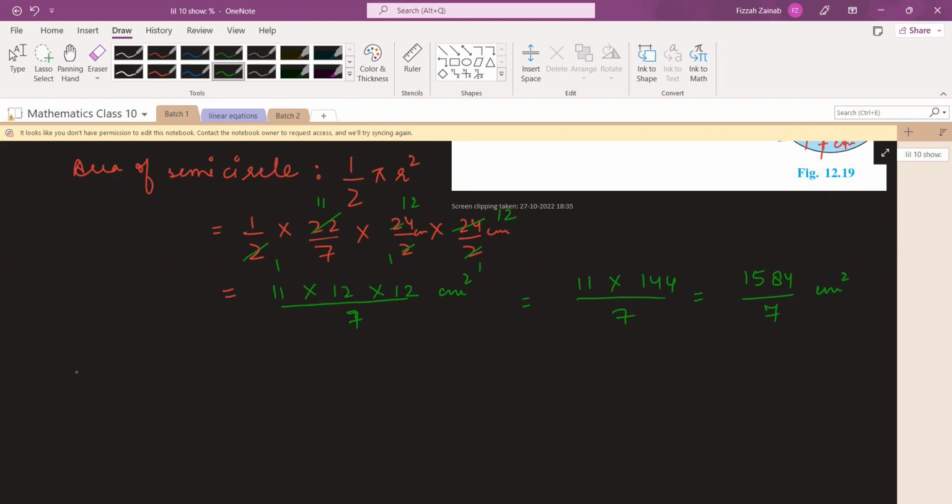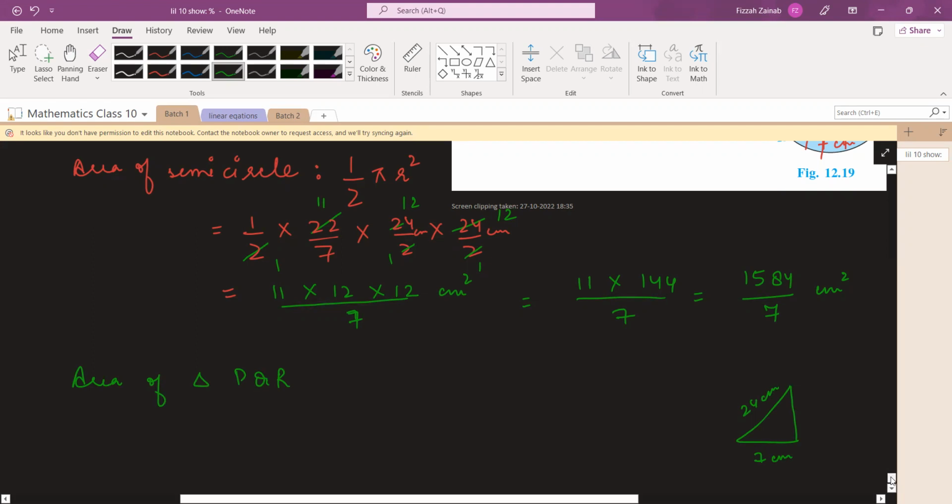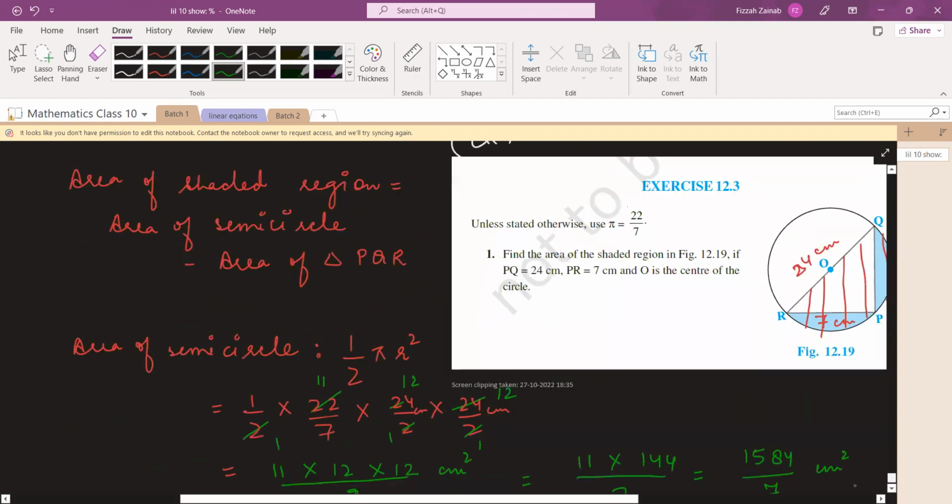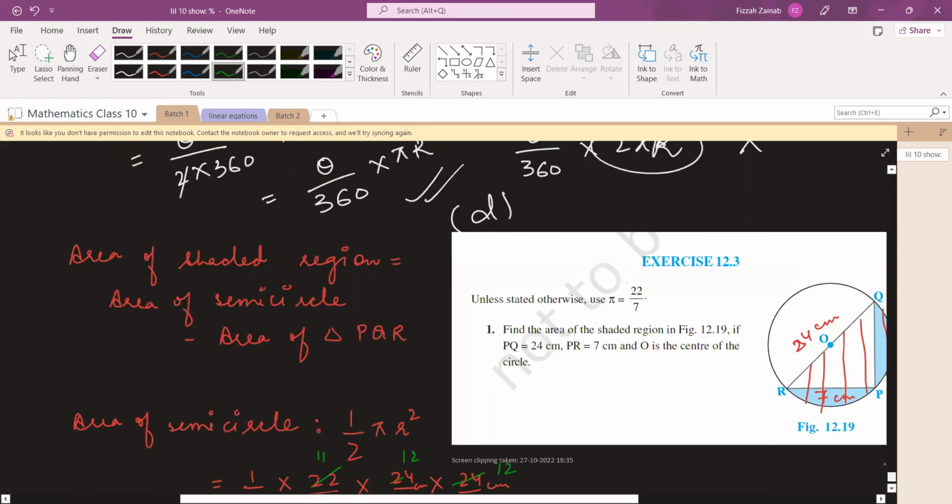So now I want to find area of triangle PQR, right? So basically you have a triangle like this, and this side is given, which is 24 centimeter, and this side is given, which is 7 centimeter. Correct? So what is the formula for area of triangle? Half base into height, correct? Half into base into height, right?